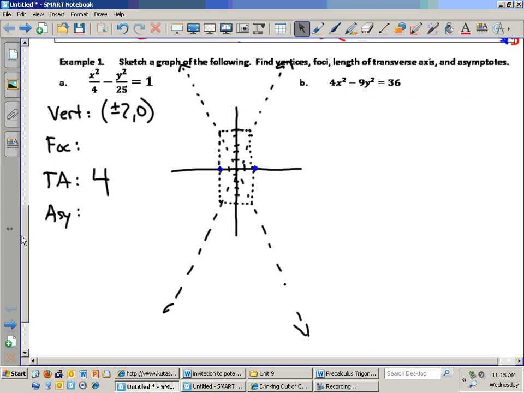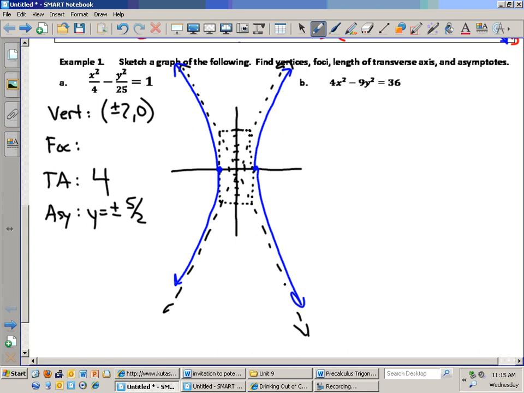Do I have enough information now to sketch the graph? Yep, I started at the focus, the vertex. So this is a very wide hyperbola. What are the equations for the asymptotes? y equals plus or minus, and I'm going to have rise over run. What's my rise? 5 over 2. Good.